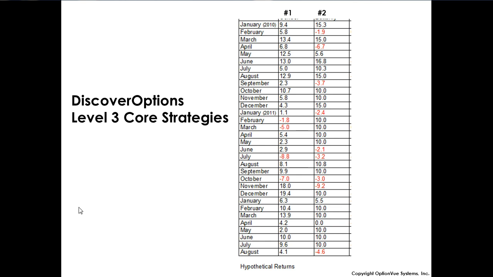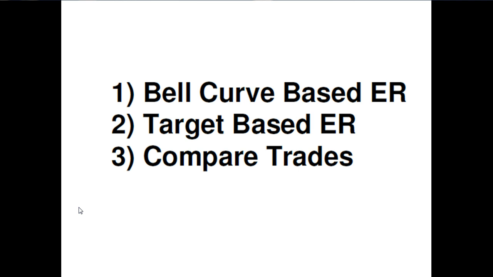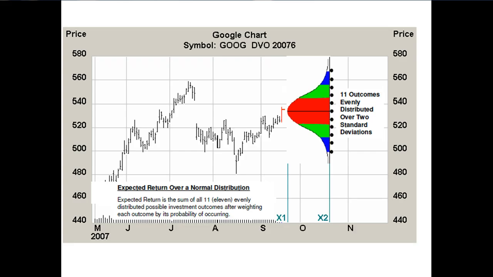Okay, let's go to expected return. We're going to explore 2 types of expected return, a bell curve approach to determining expected return, or ER, and a target-based expected return. We're going to then show you also how to use Trade Finder to compare trades using expected return and determine which trade is the best one. All right, so without further ado, let's go here.